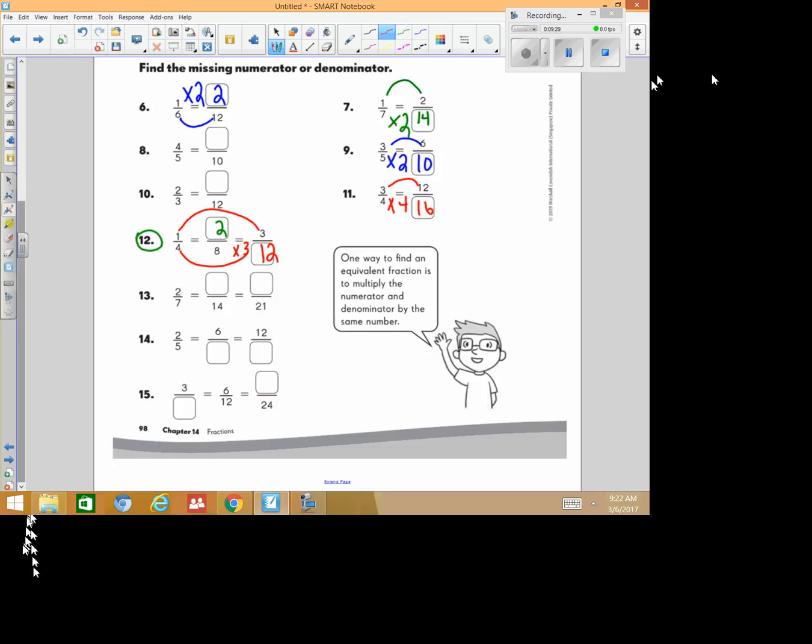Yeah. So look down here. 7 times what gets me 14? Alex? 2. So what is 2 times 2? 4. Yes. So now, let's look at the next one. 7 times what gets me 21? Raise your hand. Go ahead. 14. Nope. So 3, right? So what is 2 times 3 then, Will? 2 times 3 is 6. Yeah. Okay?